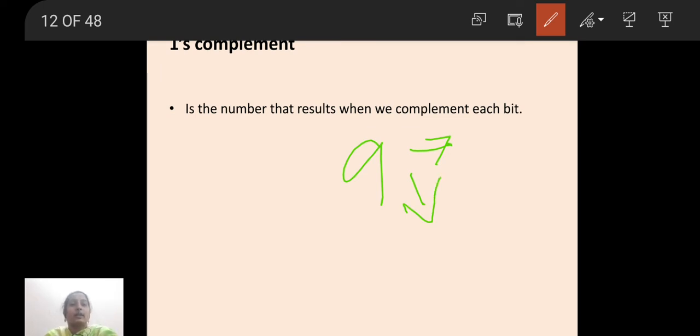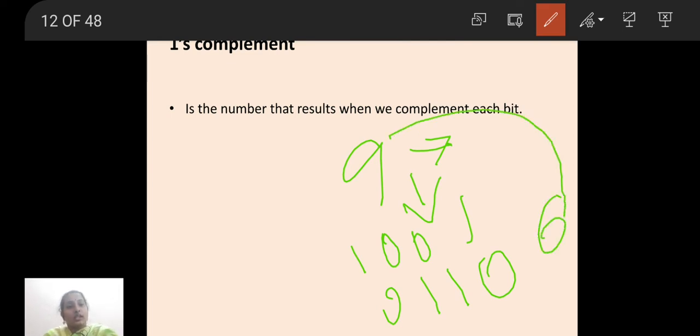It is the equivalent binary number 1 0 0 1. Then what is the ones complement? 0 1 1 0. So 0 1 1 0 means what? 6. So the ones complement of 9 is how much? 6. Is it clear?